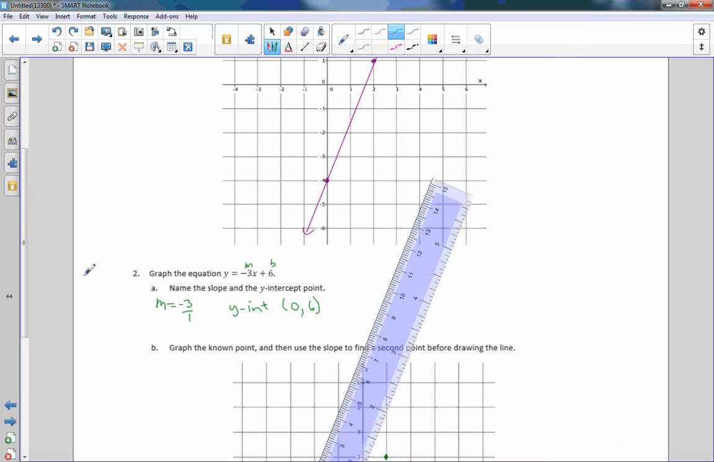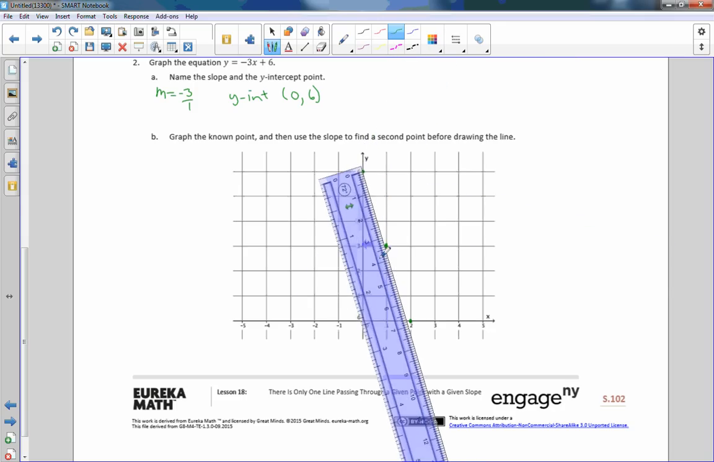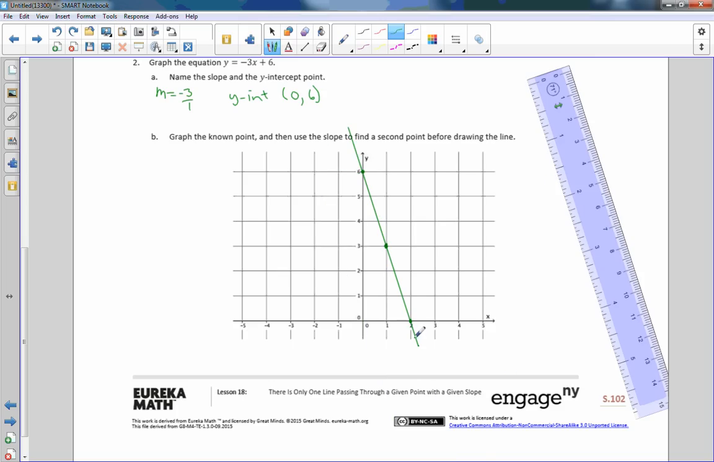And now let me get my ruler. Try to put that on 0 as close as possible. Rotate it around and draw a nice straight line. Not like that. Let's try from this end, and there it is. Okay. So there is the line with a slope of -3.